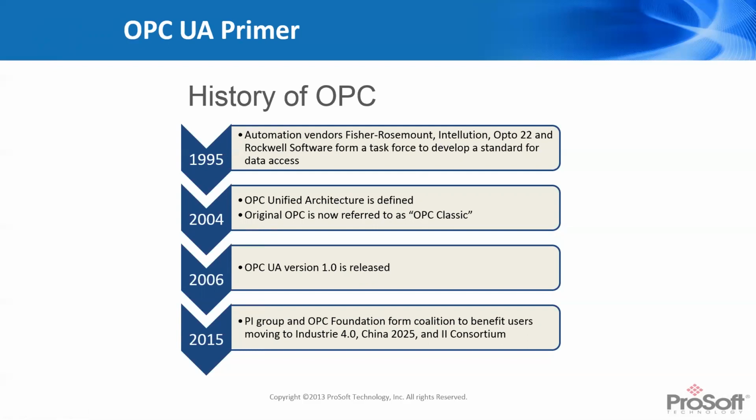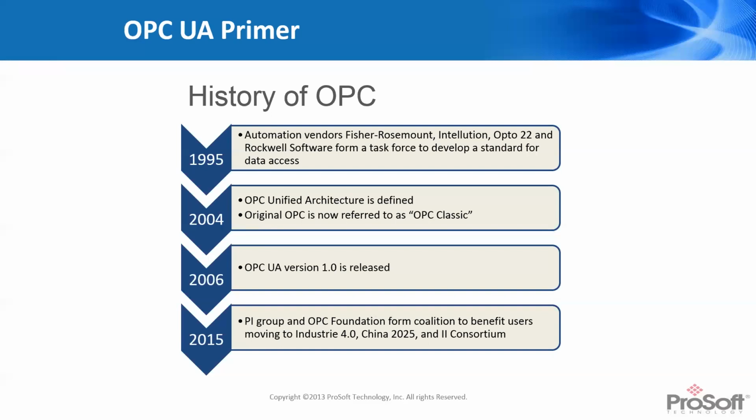Okay, so the history of OPC. Back in 1995, a couple automation vendors got together because they wanted a way to easily allow their devices to communicate. They formed a coalition between these different vendors, and they came up with OPC, which originally stood for OLE for process control. The OLE stood for object linking and embedding. And now it just stands for OPC. If you ask anyone from the OPC organization, that's what they'll tell you.